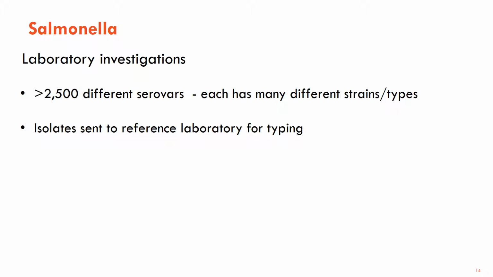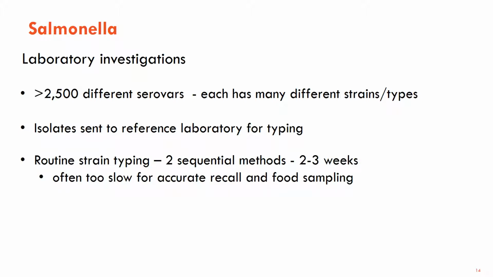Strain typing is a complex business, and it can only be done in reference laboratories, which means that the strains have to be sent to a laboratory other than the one that originally diagnosed the infection. And at least 2 different strain typing methods are required to identify particular strains, and this takes up to 3 or sometimes even more weeks before the final result is known, which is often too slow for an accurate food history to be obtained.